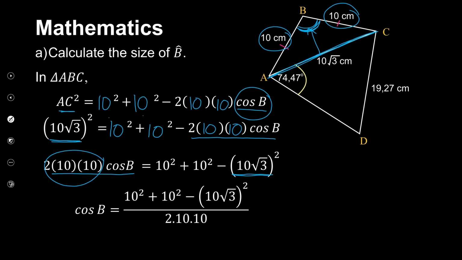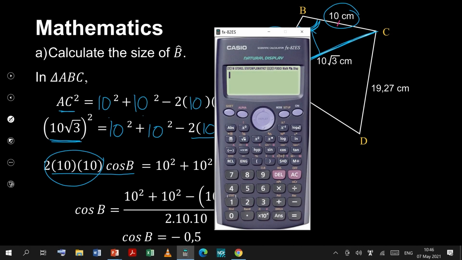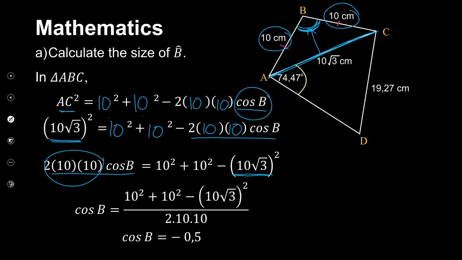Put this answer into our calculator, and we're going to end up with cos B equals minus 0,5. Remember again that we are looking for B, so we've got to use our calculator. We take this minus 0,5, say shift cos, and the answer for B is going to be 120. So B is equal to 120, and we've solved our problem.